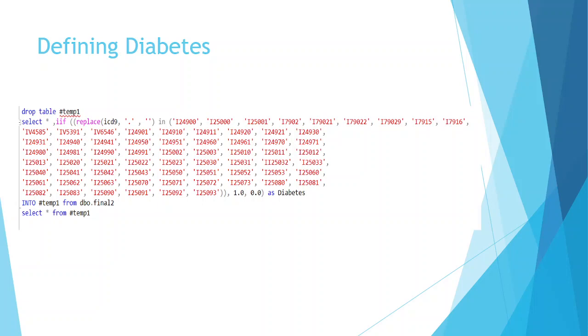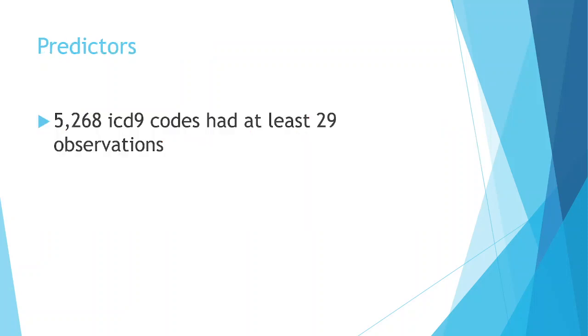So diabetes is defined using the Agency for Healthcare Research and Quality Clinical Classification System. And then there were 5,268 diagnoses that had at least 29 observations.